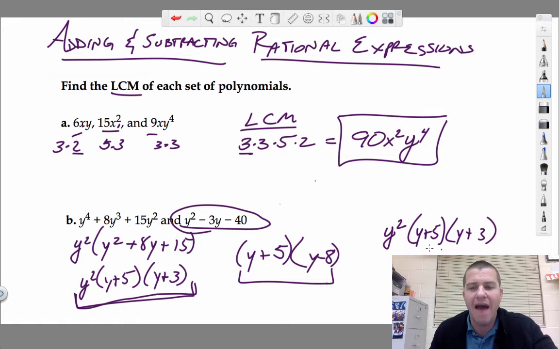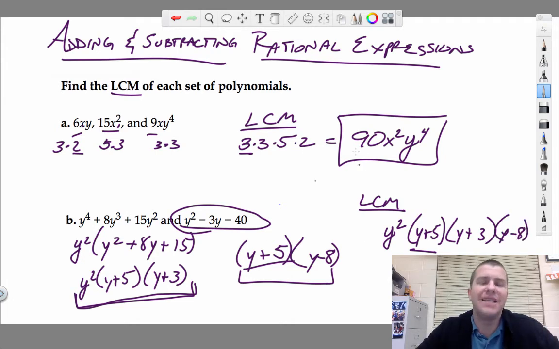But I already have this y plus 5 included in my least common multiple, so I don't need to include it again. The only time I would need to include it again is if this was like squared. Then I would need another one. But because it's not, it's already included. I already have one in there, but I don't have this y minus 8. So I'm going to include that y minus 8. And that would be my least common multiple.